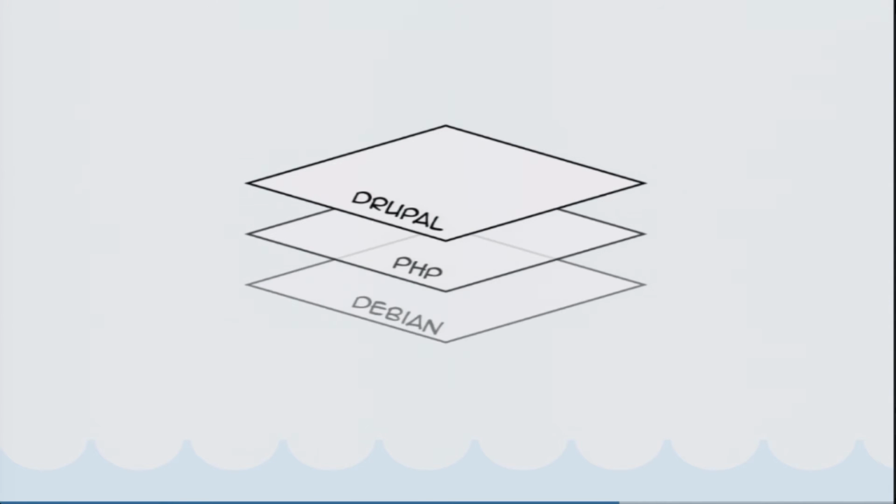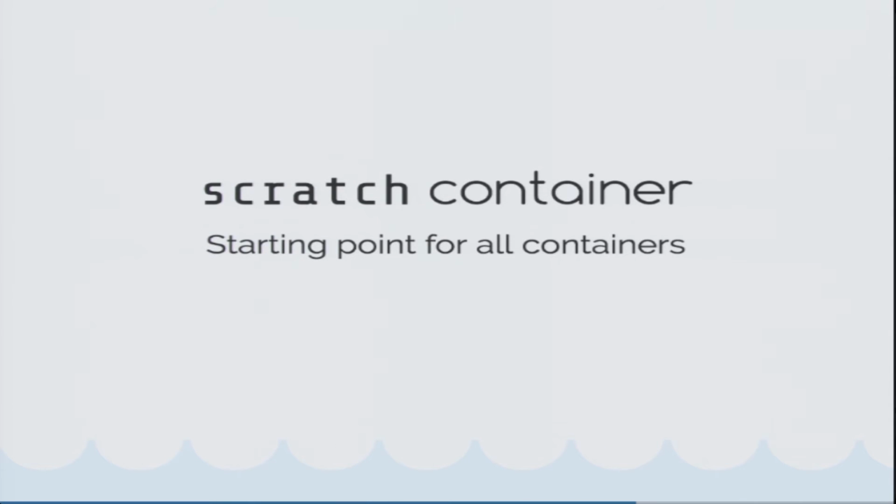Every container is based on another container. So you might have a container which runs Drupal. That container is based on another container that runs PHP. That container is based on another container that runs Debian Linux. And on until you get to the parent of all containers, the Scratch container. The Scratch container is the starting point for all containers in Docker, and it's just an empty tar.gz file.